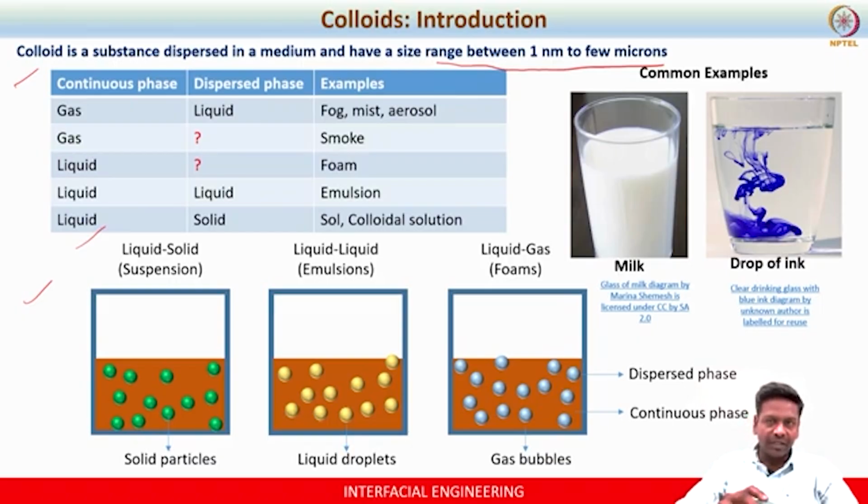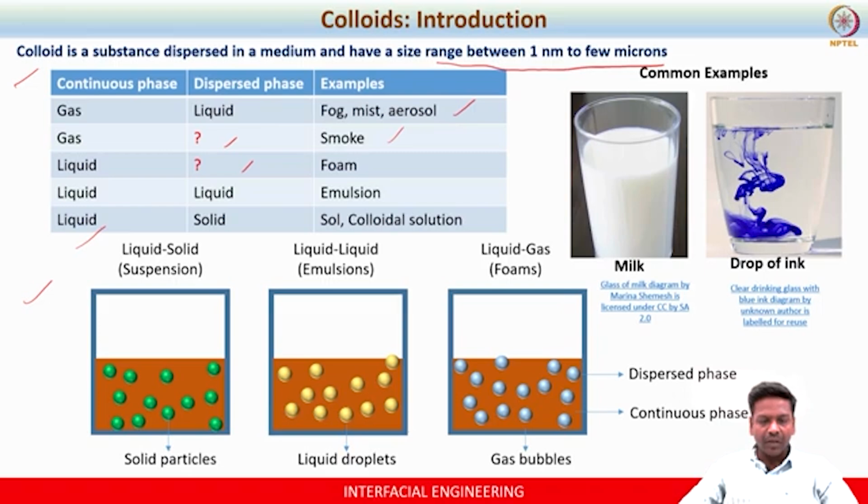For example, in liquid gas systems, we know examples like fog, mist and aerosol. These are examples of colloidal systems where liquid is dispersed in gas. The gas phase is the continuous phase. In the case of smoke, although I have given a question mark here, the dispersed phase will be solid. And in the case of foam, the dispersed phase will be gas.